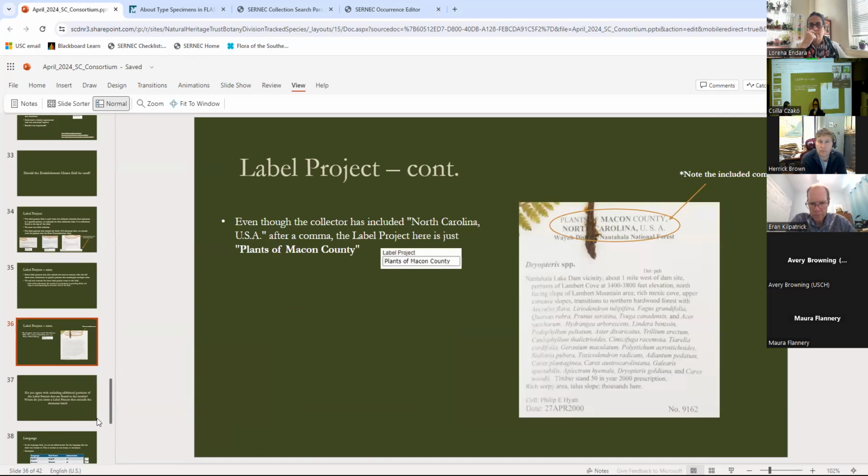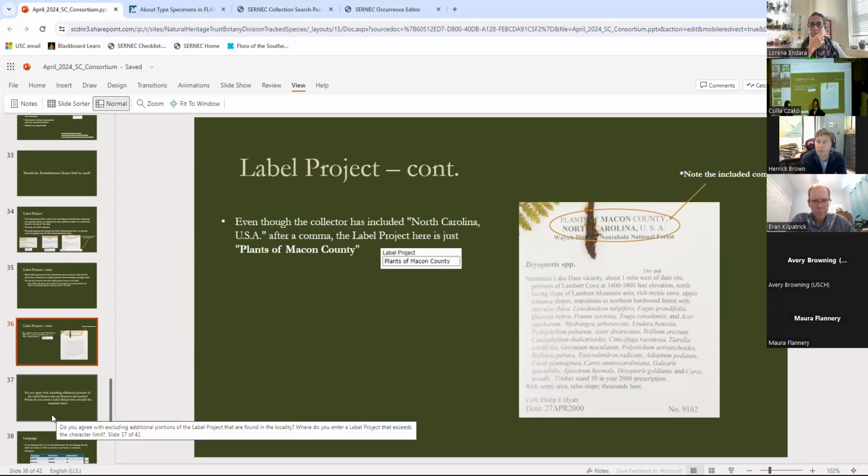Here you can see specifically, there's a comma right after Plants of Mecklenburg County, but we still only write this in as Plants of Mecklenburg County.